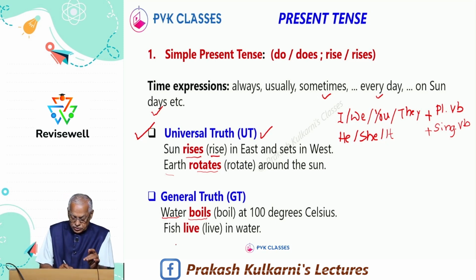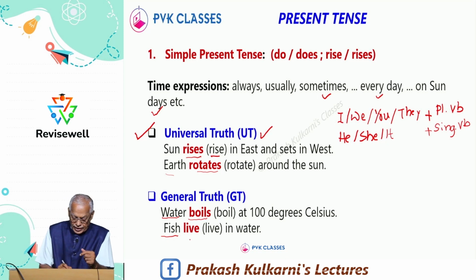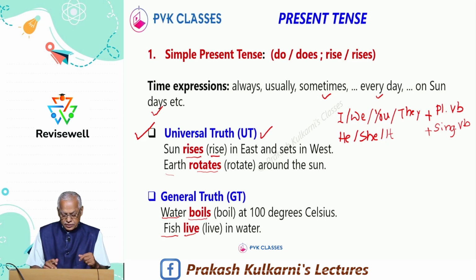Now fish live in water. So please remember, fish is both singular and plural, both are same. But here fish is taken as a plural one. Therefore, live, the correct form of the verb is live only. So we should check the noun, whether noun is singular or plural. If it is singular, we have to use singular verb, plural, plural verb.